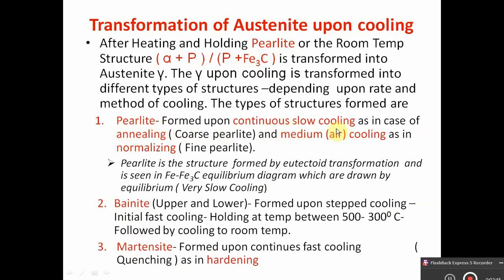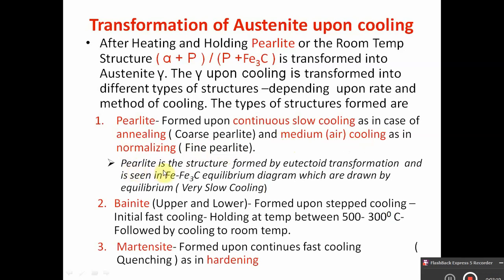So the rate of cooling in case of formation of pearlite from austenite is very slow, as in case of annealing heat treatment, where we are just switching off the furnace, and with that very slow cooling, it will form a coarser pearlitic structure. And medium air cooling, that is castings are kept in open air and cooled by a flow of air, that kind of heat treatment is called normalizing, and that leads to a fine pearlitic structure.